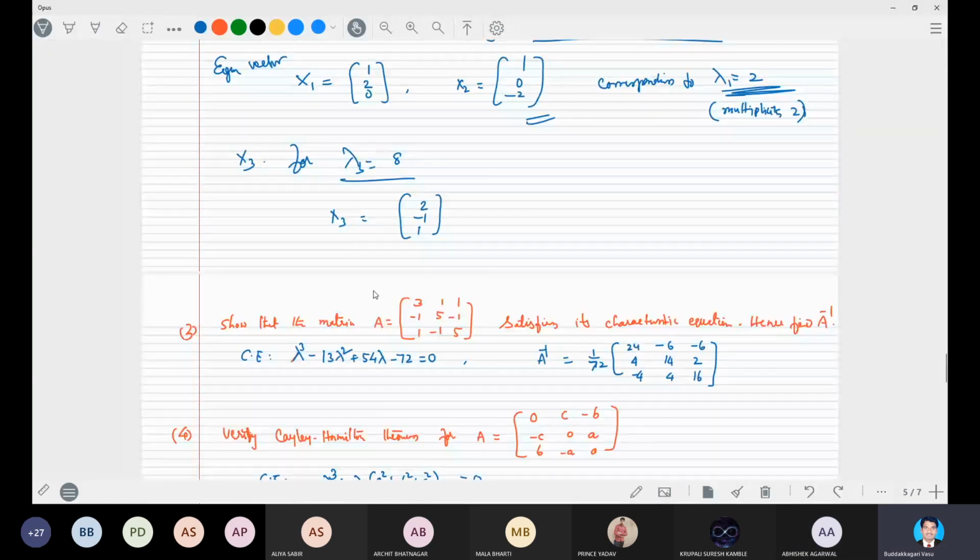The third one is as usual, you can obtain. Now, do you have any doubt in finding eigenvalues and eigenvectors? No, sir. So now see the next problem that we have to do by Cayley-Hamilton theorem. What does the Cayley-Hamilton theorem state? Remember, what is the Cayley-Hamilton theorem?